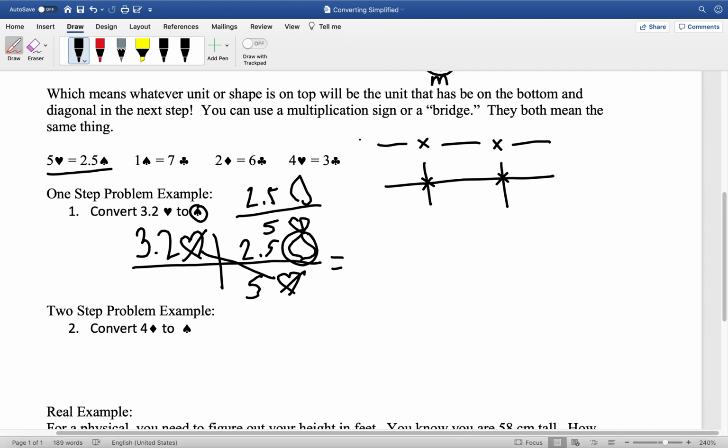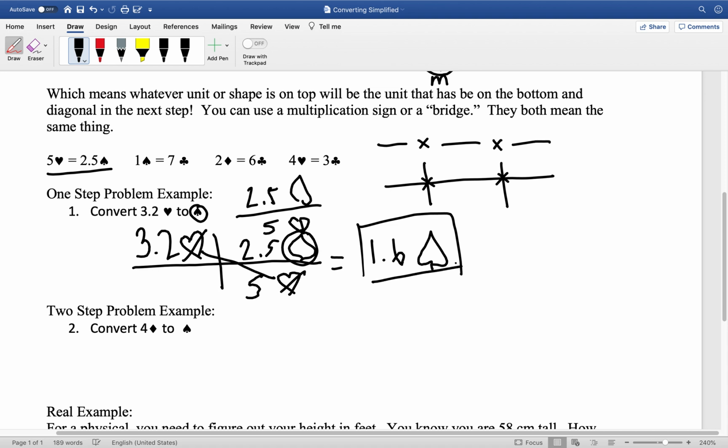So what you're going to do is you're going to go 3.2 times 2.5, hit your equal sign. You can just leave everything right in your calculator. And then go divided by 5. Enter. And your answer here is 1.6 spades. Okay? And then that's your answer.